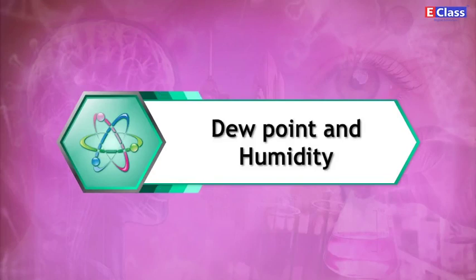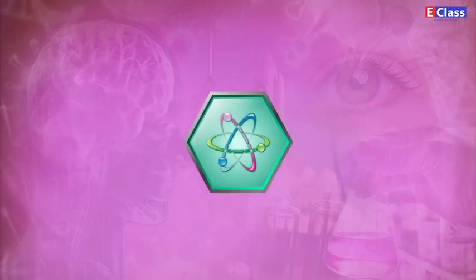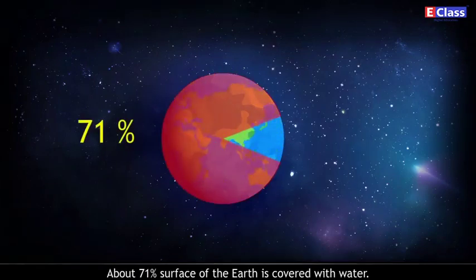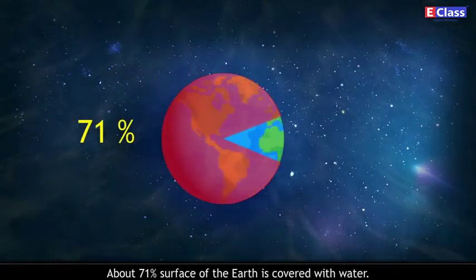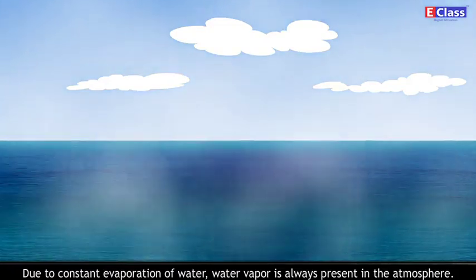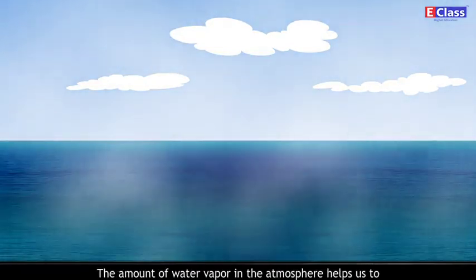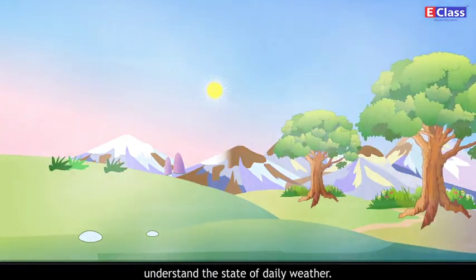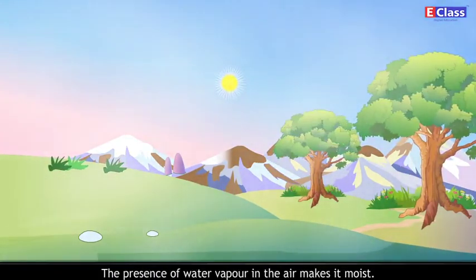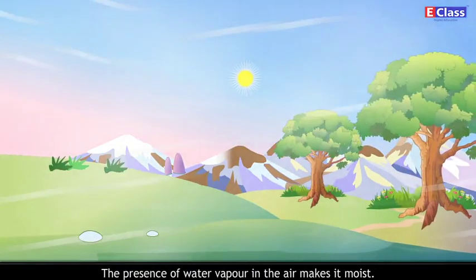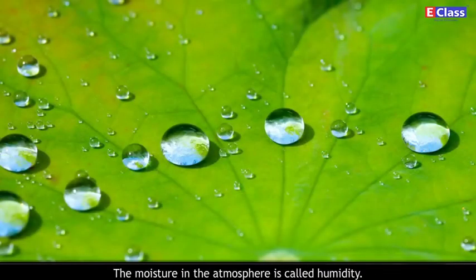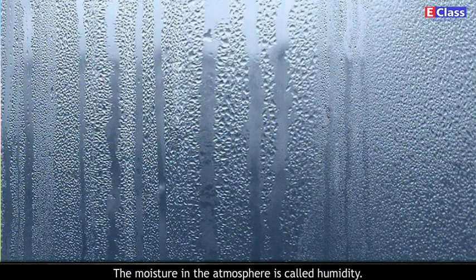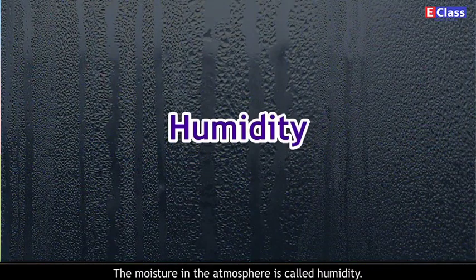Dew point and humidity. About 71% of the surface of the earth is covered with water. Due to constant evaporation of water, water vapor is always present in the atmosphere. The amount of water vapor in the atmosphere helps us to understand the state of daily weather. The presence of water vapor in the air makes it moist. The moisture in the atmosphere is called humidity.